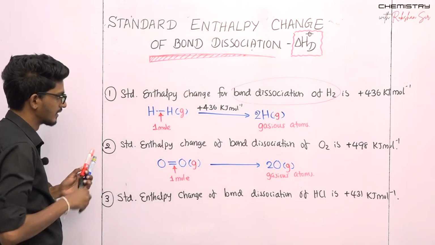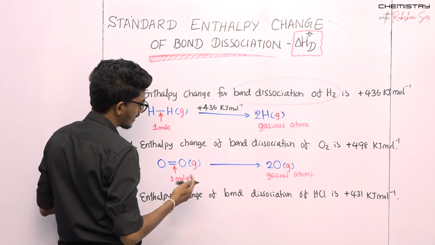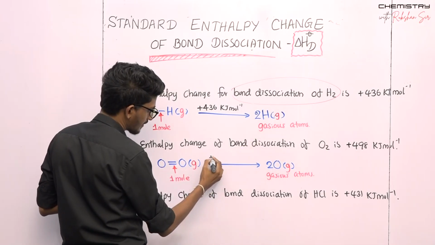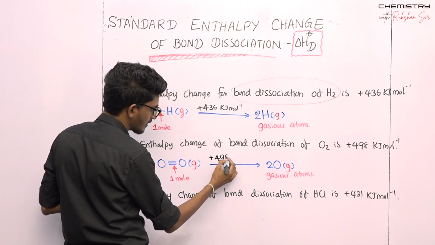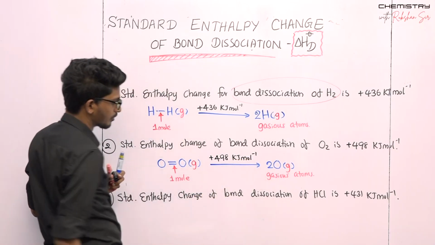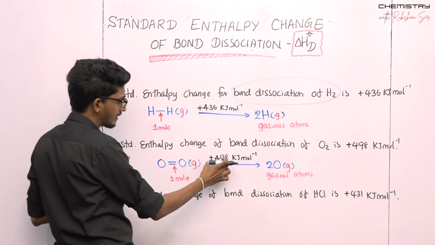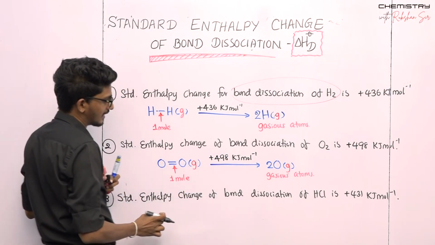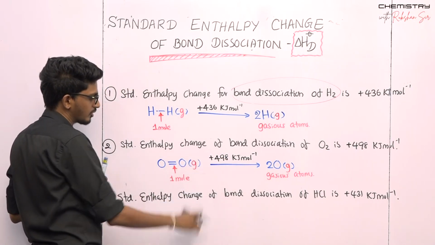So the enthalpy change there is plus 498 kilojoules per mole. To break 1 mole of these bonds, 498 kilojoules of heat should be absorbed.